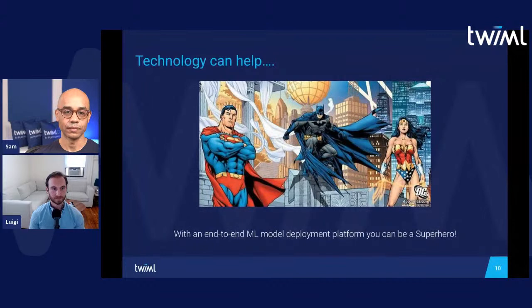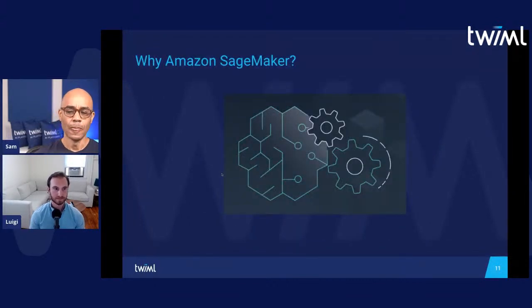All right. So we've talked about the challenges that we face in getting models into production. We've talked about the role of tech. You mentioned there are lots of options out there. I've documented some of those options in the ebook. Why SageMaker? Yeah, that's a great question.